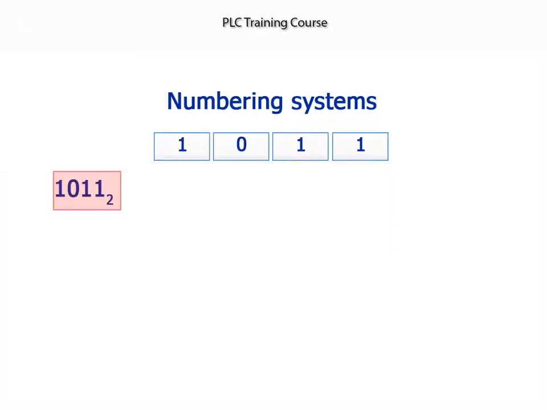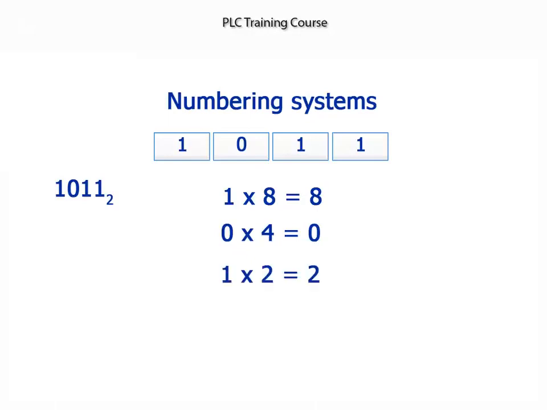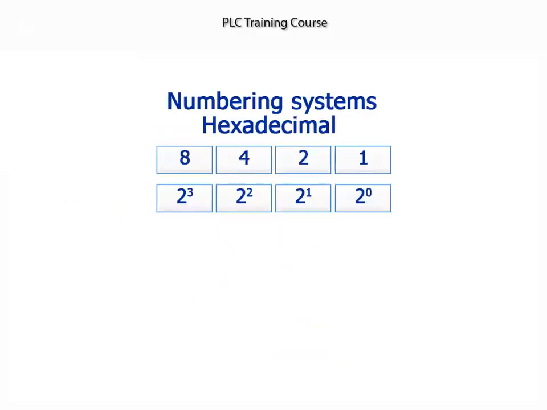Consider the binary number 1011. There is 1 times 8 plus 0 times 4 plus 1 times 2 plus 1 times 1, giving a total of 11 decimal. The subscript 2 indicates that the number has the base 2 or binary number system.